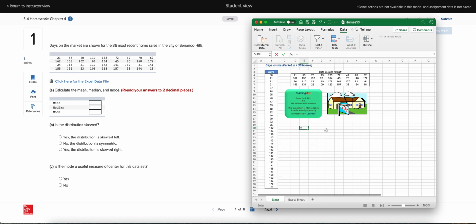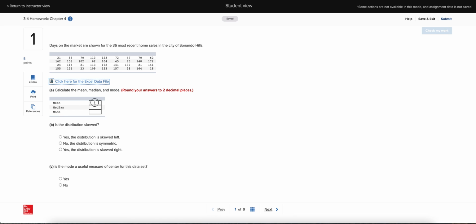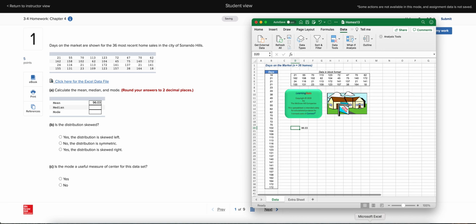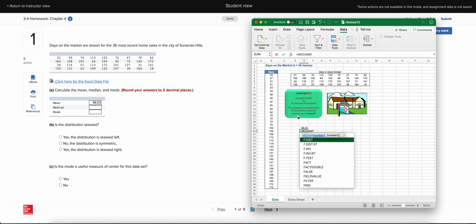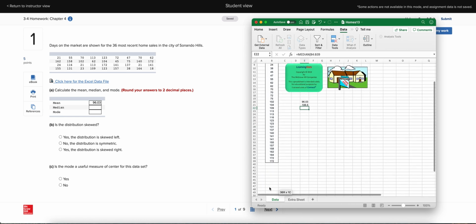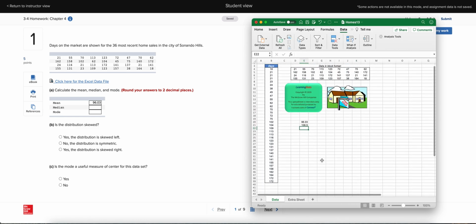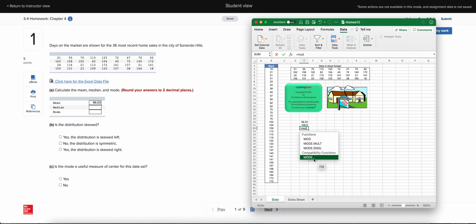So mean is another word for average. So I type average, and then I highlight my data. I have my average, 96.03. And then if I want to find the median, I just type in median. Again, highlight my data. And then if I want the mode, I can type in mode.